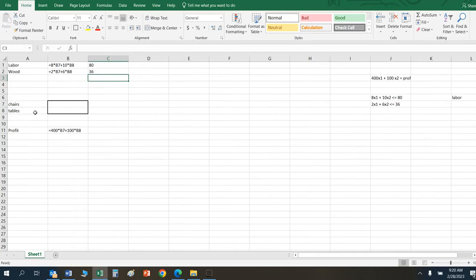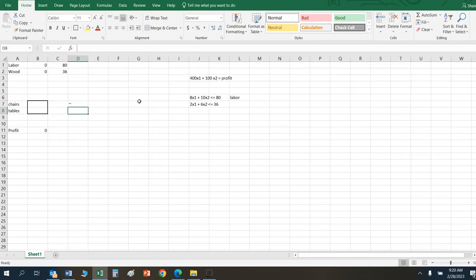Okay. Remember, you can hit Control plus that tilde to see your formulas, and then you just do it again. If you're on a Mac, it's probably the Command button.